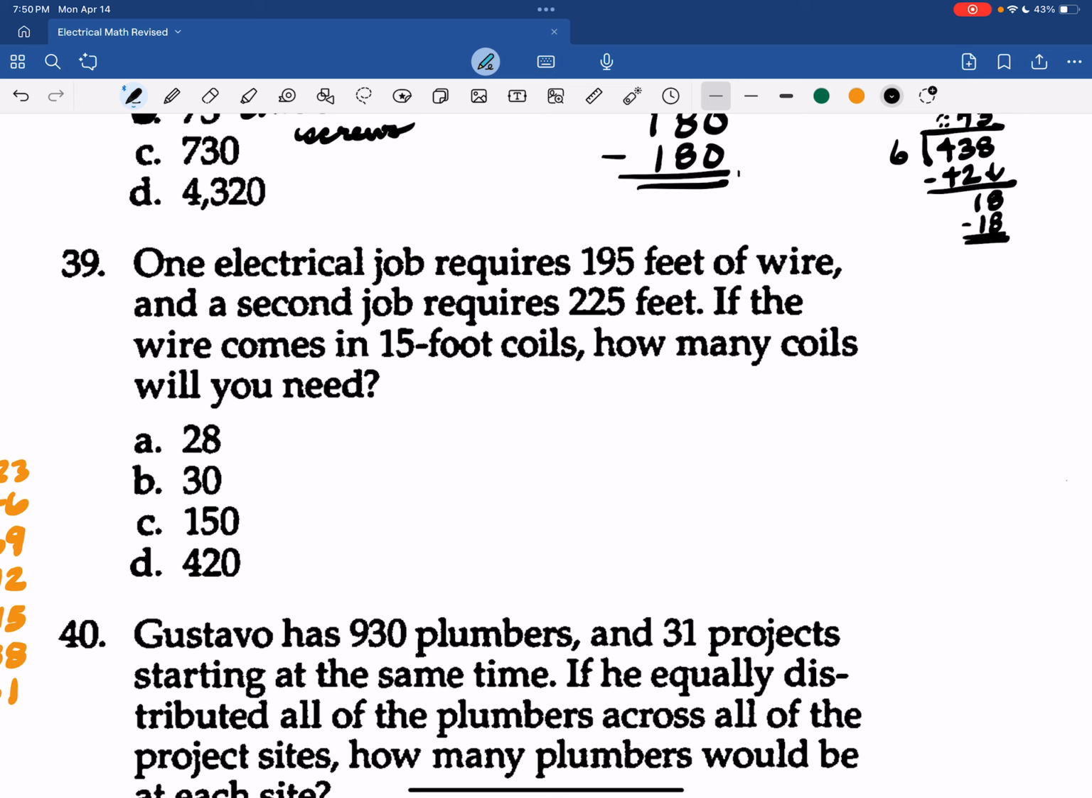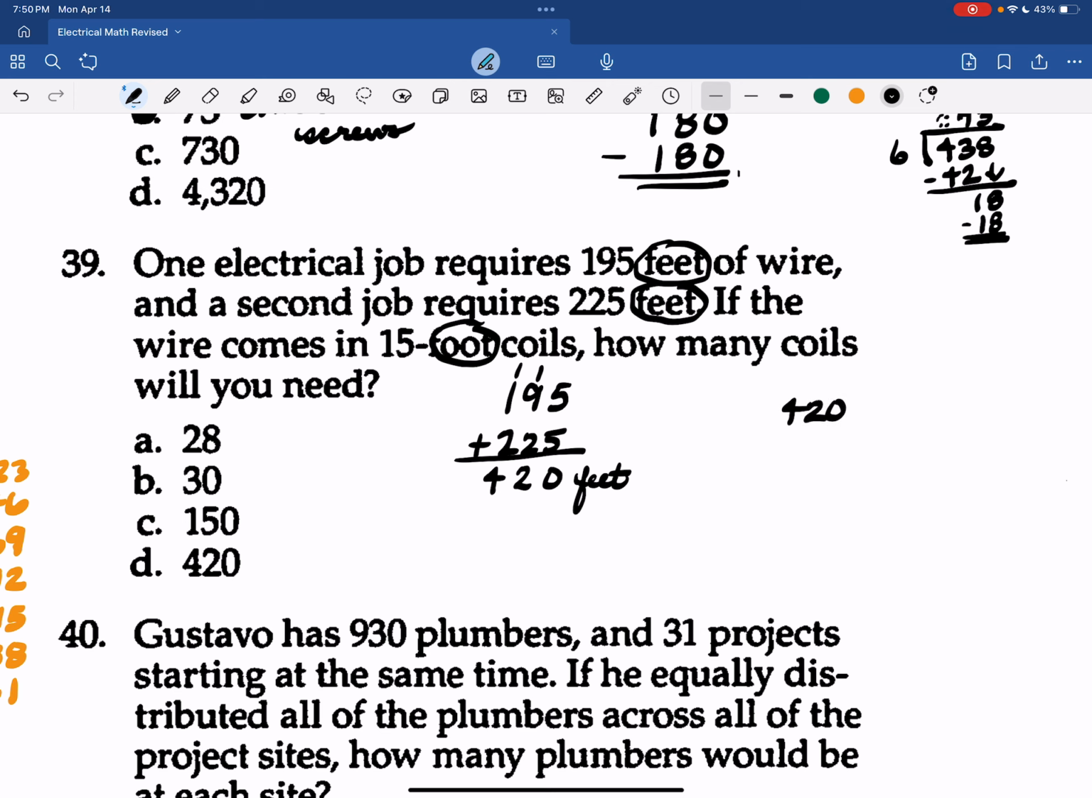So this is a multi-step problem. We're first going to have to figure out how many feet of wire we need. One thing that you would always want to check here is that these are in the same units, and they are. We're dealing with feet. So first I'm going to say 195 plus 225. Let me do it vertically so we can add it together. That's 10, 12, and 4. So we need 420 feet of wire.